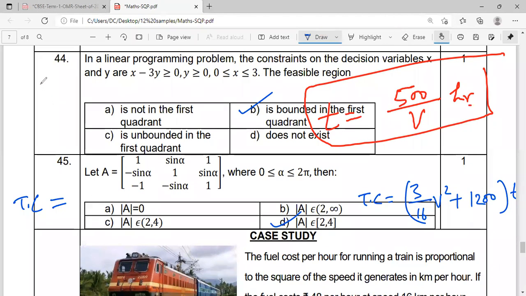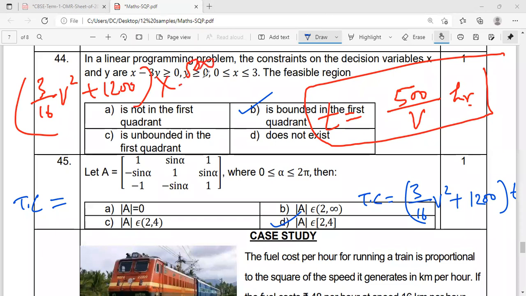Let's write it. It would be 3 by 16 V square plus 1200 multiplied by 500 by V. So when you multiply this, 5 3s are 1500 by 16, 1500 by 16 V. Over 1, V gets cancelled, and plus 12 into 500, 12 5s are 60, and 4 more zeros, divided by V. That would be our total cost.